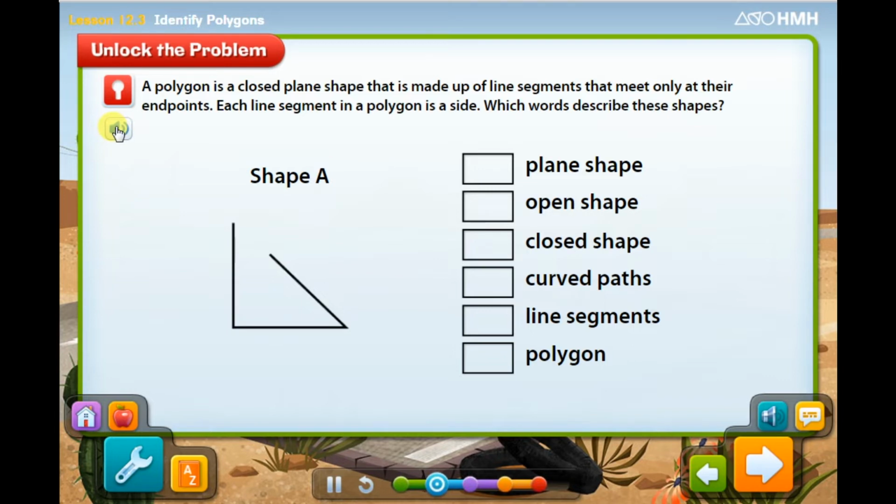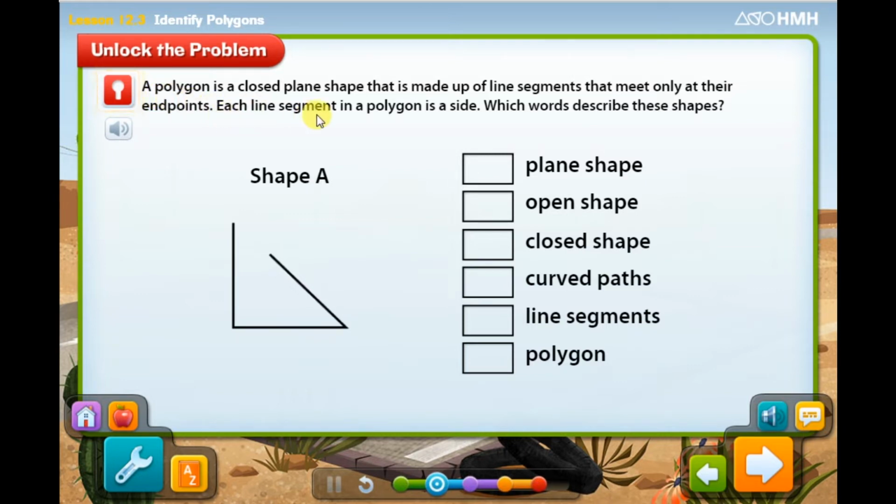Let's unlock the problem. So first, a polygon should be a closed plane shape. So it should be closed. It should be a plane shape. A plane shape can be drawn on a flat surface like paper or like a board. That is made up of line segments, consists of line segments only, no curved paths. Okay, and also the line segments should meet at their ending points, so no rays, no curved paths, and no lines.